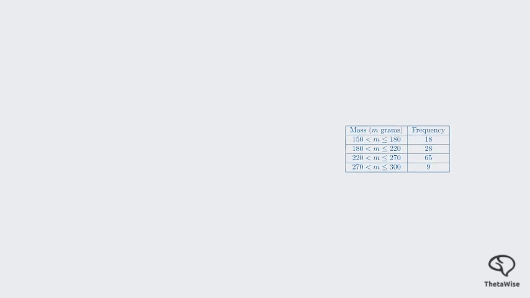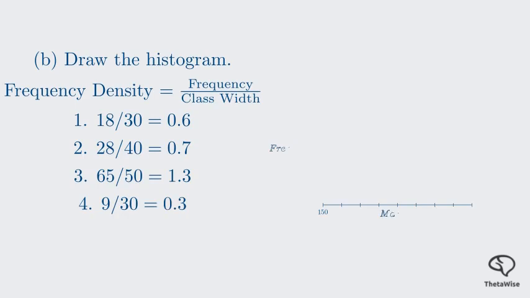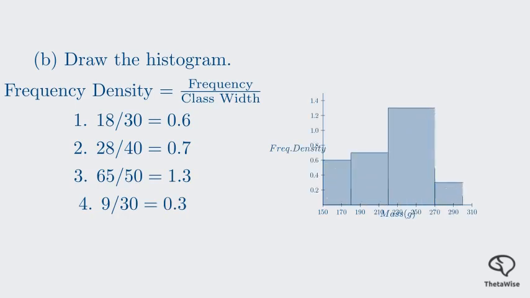In part B, we draw a histogram. Remember, for histograms with unequal class widths, the vertical axis is frequency density. Let's calculate the density for each bar: 0.6, 0.7, 1.3, and 0.3. We draw bars with these heights and corresponding widths on the grid.